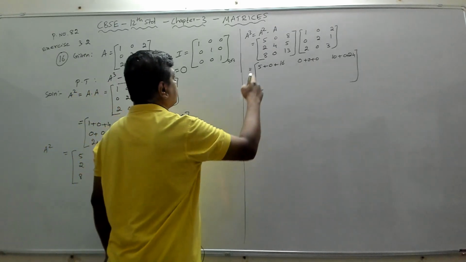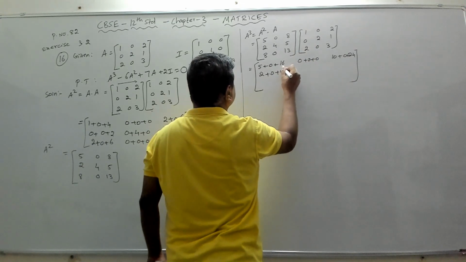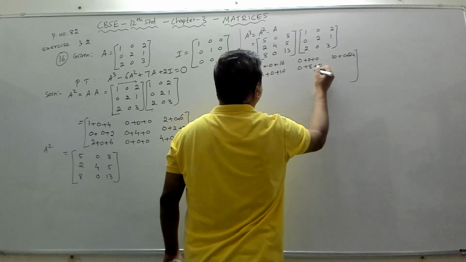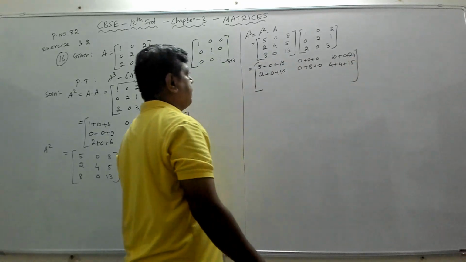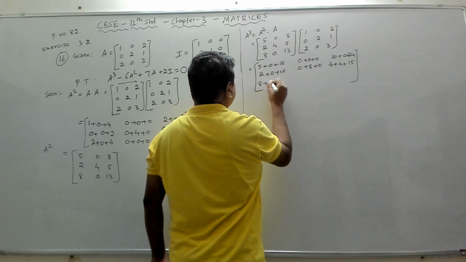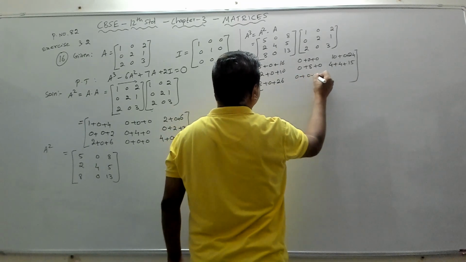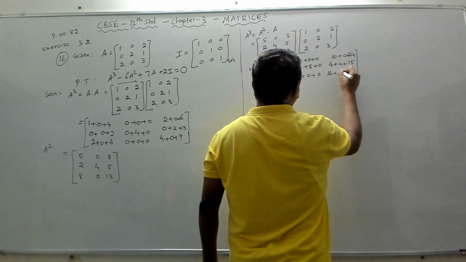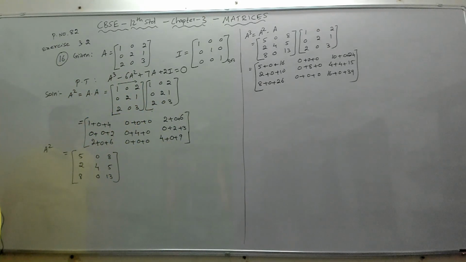Fine. Now the second row. So 2 into 1 is 2, plus 4 into 0 is 0, plus 5 into 2 is 10. Then 2 into 0 is 0, 4 times 2 is 8, 5 times 0 is 0. Then 2 times 2 is 4, plus 4 times 1 is 4, plus 5 times 3 is 15. The third row: 8 times 1 is 8, plus 0 times 0 is 0, plus 13 times 2 is 26. And 8 times 0 is 0, plus 0 times 2 is 0, plus 13 times 0 is 0. Then 8 times 2 is 16, plus 0 times 1 is 0, plus 3 times 13 is 39.